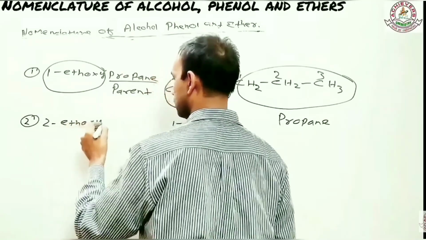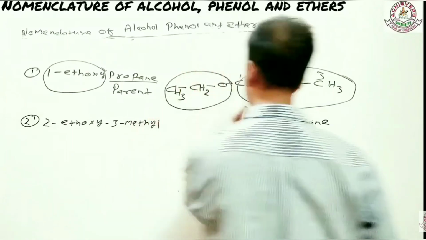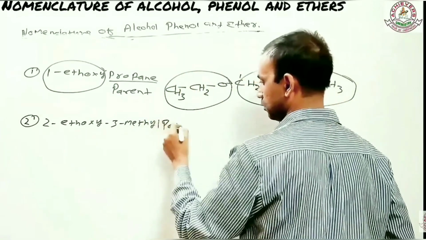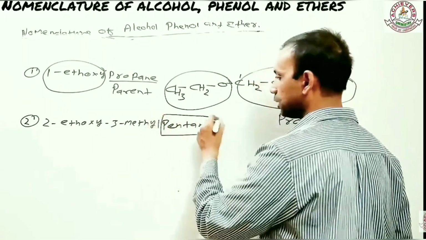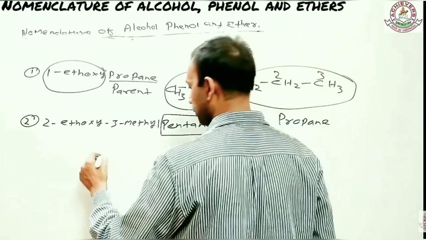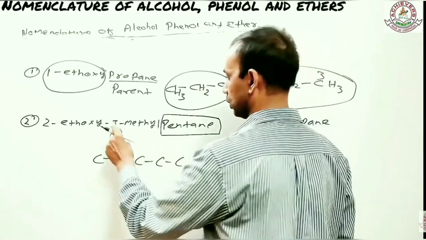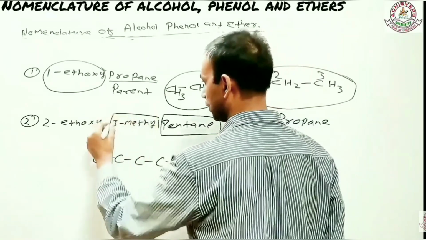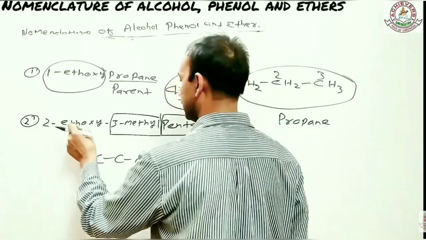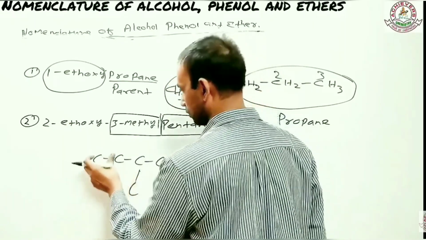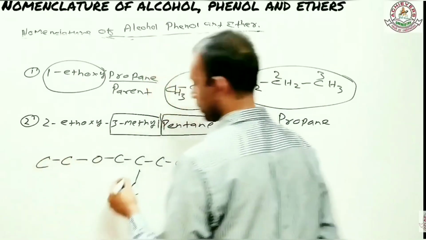2 ethoxy, 3 methyl pentane. Right? So like I said, this is your parent chain. The last word represents the parent chain. What that means is there are 5 carbon in a sequence, 1, 2, 3, 4 and 5. On the third one, there is a methyl. So 1, 2, 3, this is a methyl. And on the second, there is ethoxy. So I'm going to write ethoxy like this.